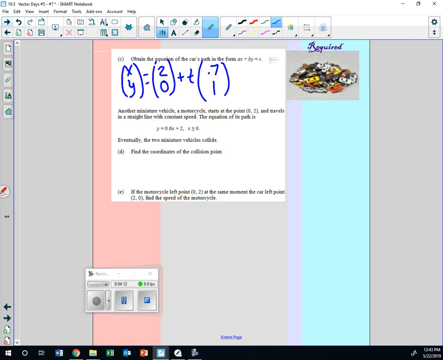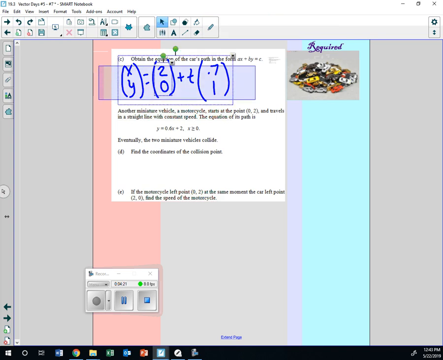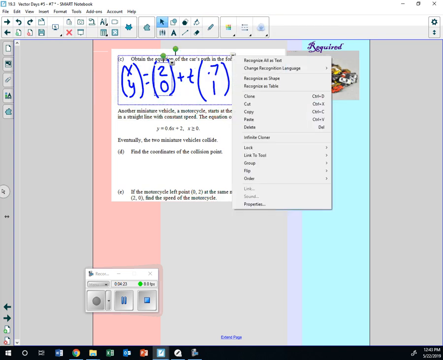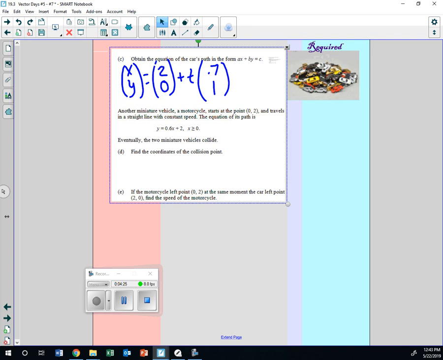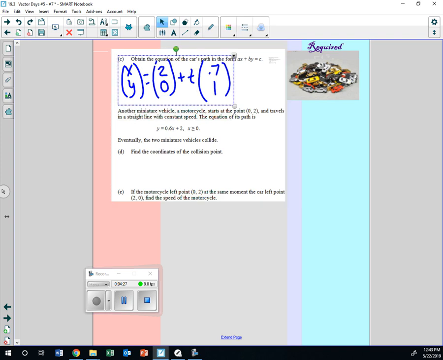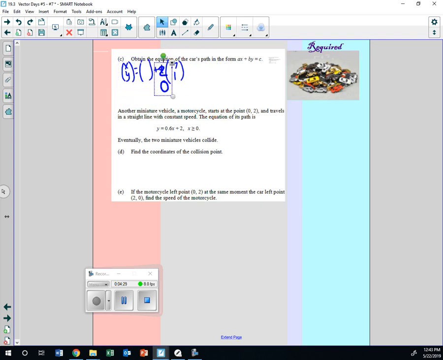Obtain the equation, turn this into what we would call Cartesian form. So you need it in parametric form first. That's what I wanted. Okay. So the first thing you do is put it in parametric form. x equals 2 plus 0.7t, and then y is equal to 0 plus t.